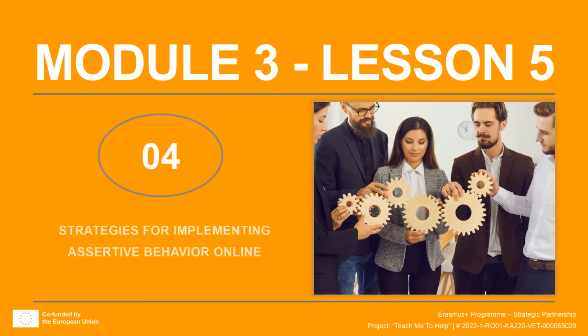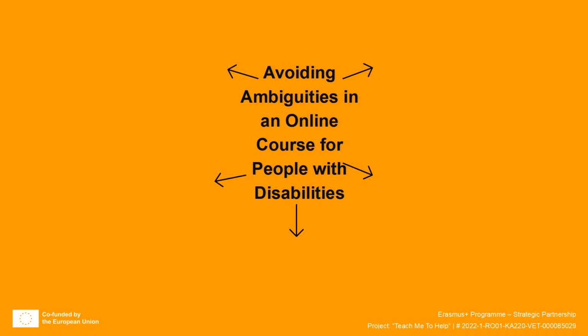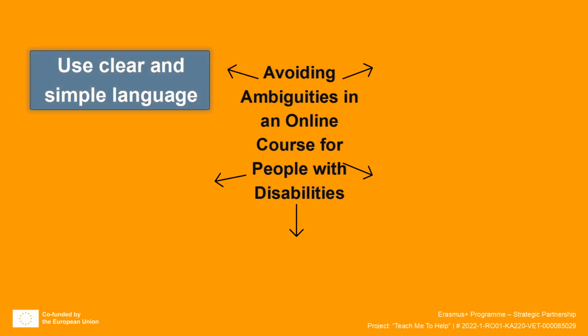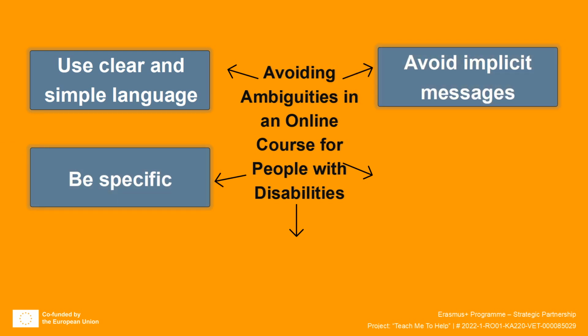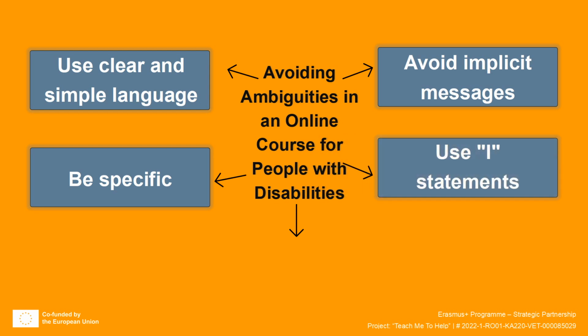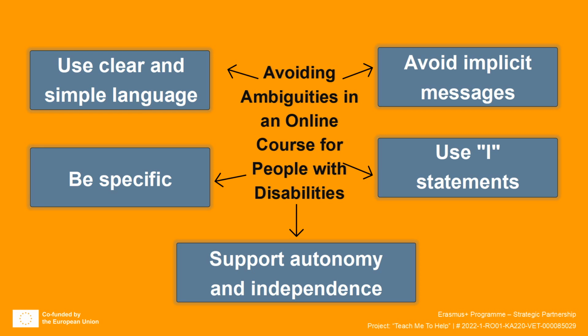4. Strategies for implementing assertive behavior online. Avoiding ambiguities in an online course for people with disabilities. Use clear and simple language. Be specific. Avoid implicit messages. Use I statements. Support autonomy and independence.